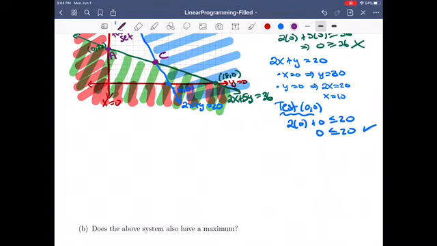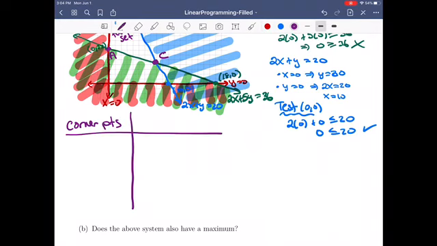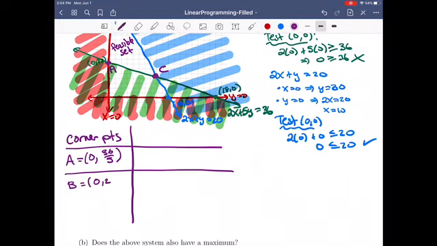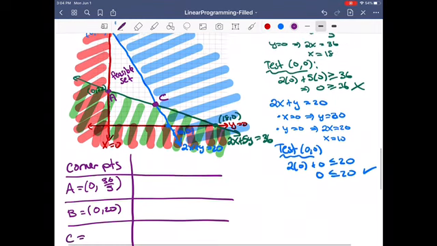Okay, so let's make our table here. So we have our corner points and then our objective function. So A is 0 and 36 over 5, or 7.2. B is 0 and 20. And C we don't know yet. So we want to find C.